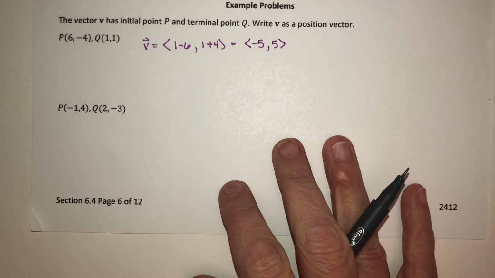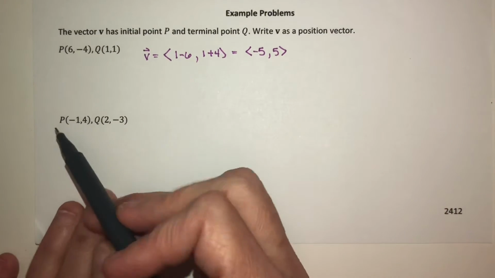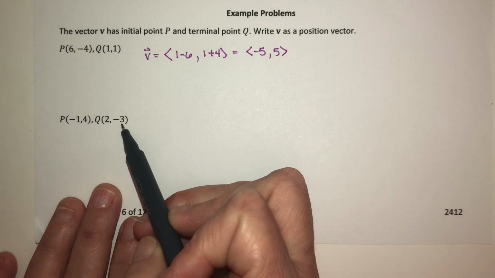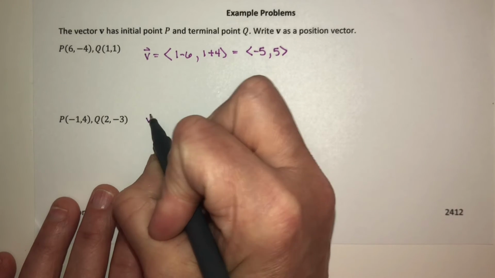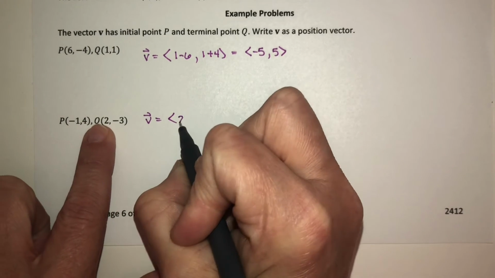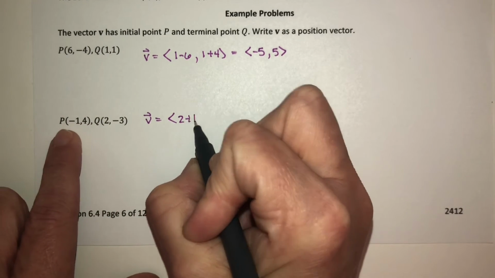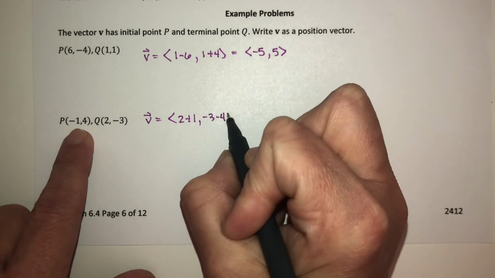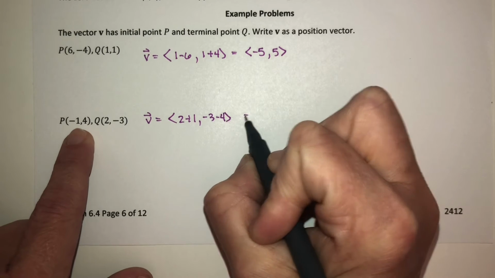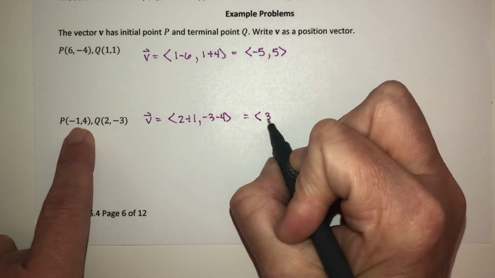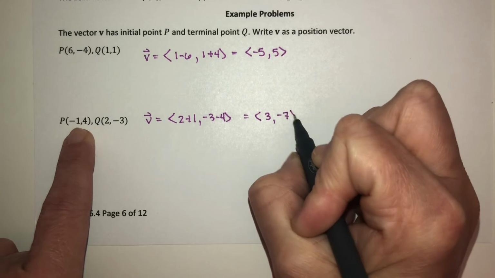Okay. Now do the same thing here. If our initial point is negative 1, 4, and our terminal point is 2, negative 3, then the vector we are looking for will be 2 minus a negative 1, so 2 plus 1, and then negative 3 minus 4. And we end up with the vector 3, negative 7.